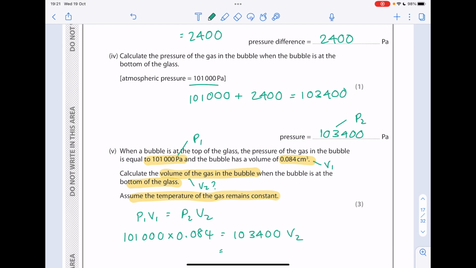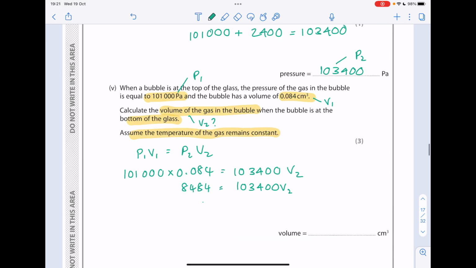Sort out the left-hand side. Divide both sides by 103,400 to get 0.082 to two significant figures.